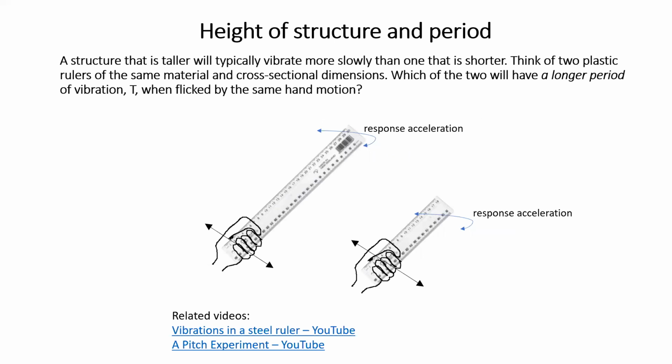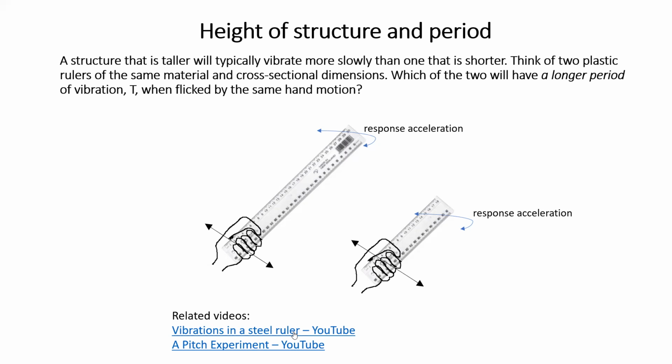Height of structure and period. A structure that is taller will typically vibrate more slowly than one that is shorter. Okay, that means its period will be longer. Think of two plastic rulers of the same material and cross-sectional dimensions. Which of the two will have a longer period of vibration when flicked by the same hand motion? I'm sure most of you will be able to see that it will be this one on the left here.